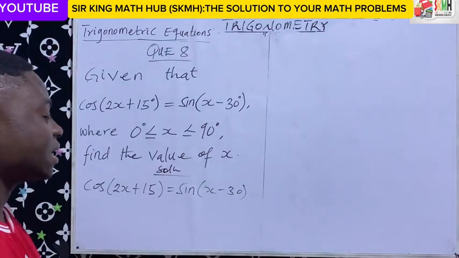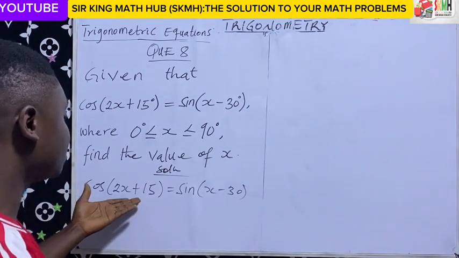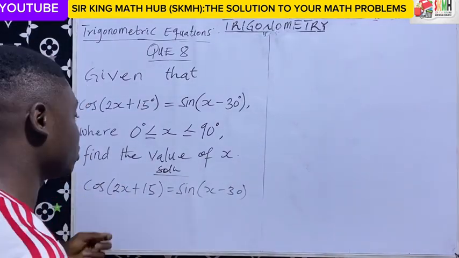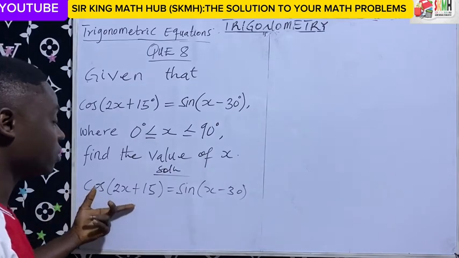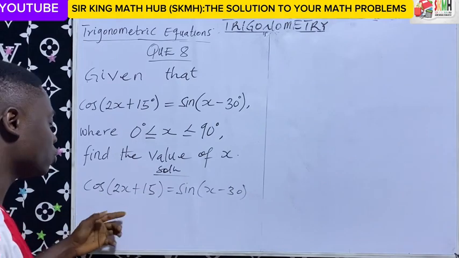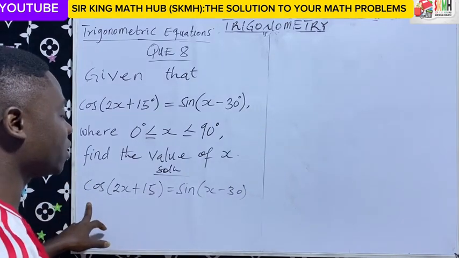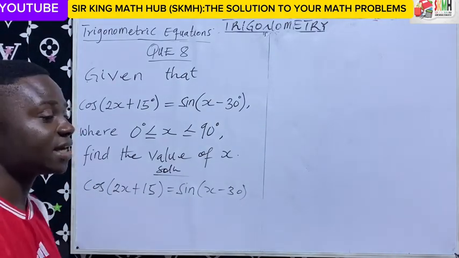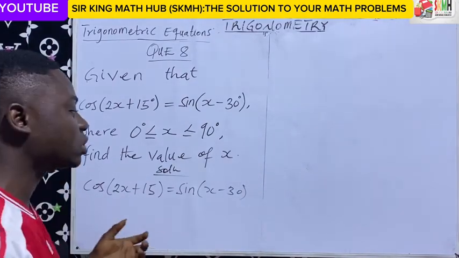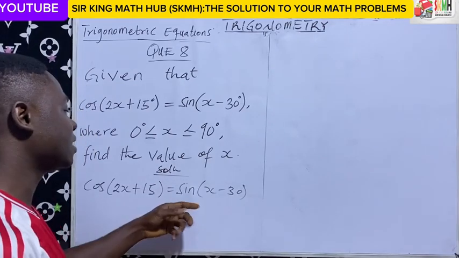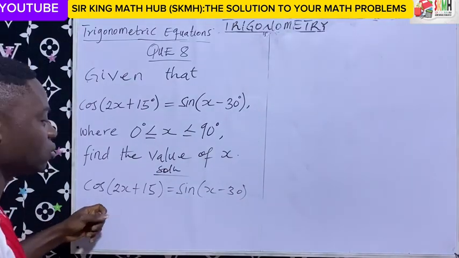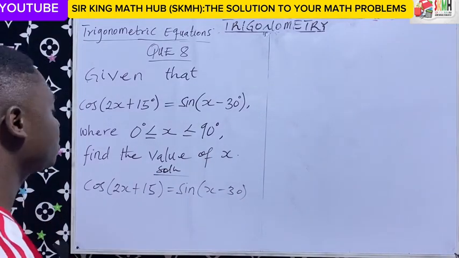Because the x is inside the trig ratios, we need to eliminate the trig ratios. If you want to eliminate cos, it means that we have to take the cos inverse on both sides. But in doing so, it will only eliminate the cos on the left, but the cos inverse cannot eliminate sine. The same applies if someone wants to take the sine inverse on both sides. The sine inverse will cancel out the sine, but it cannot cancel out the cos. So you cannot go by that approach.